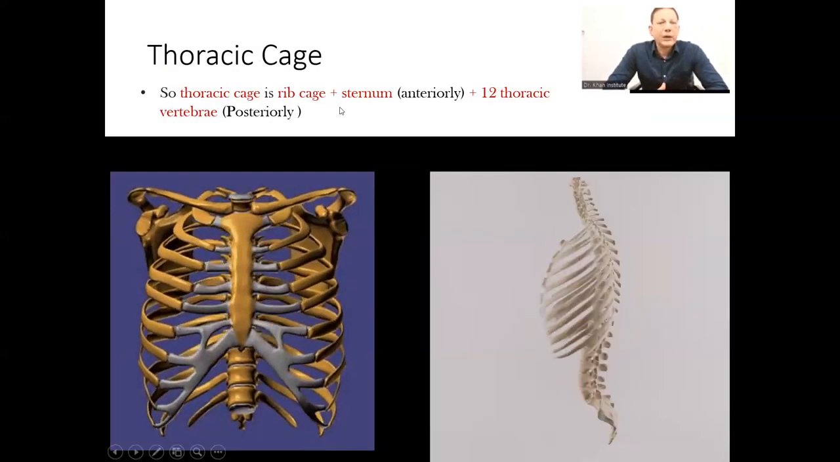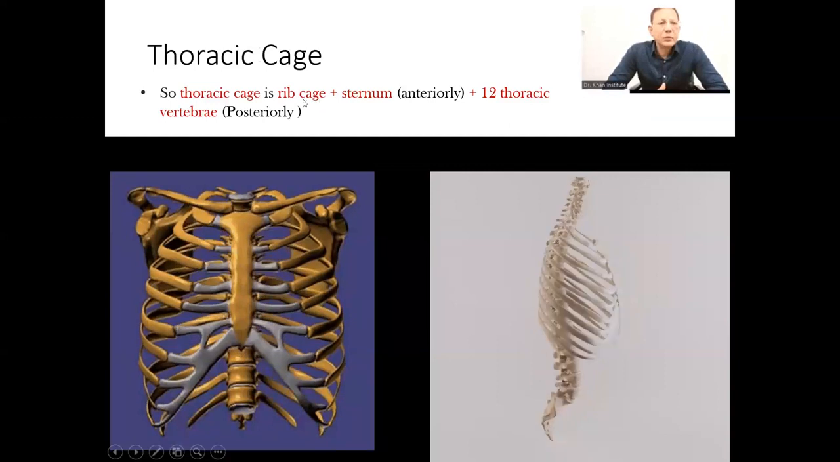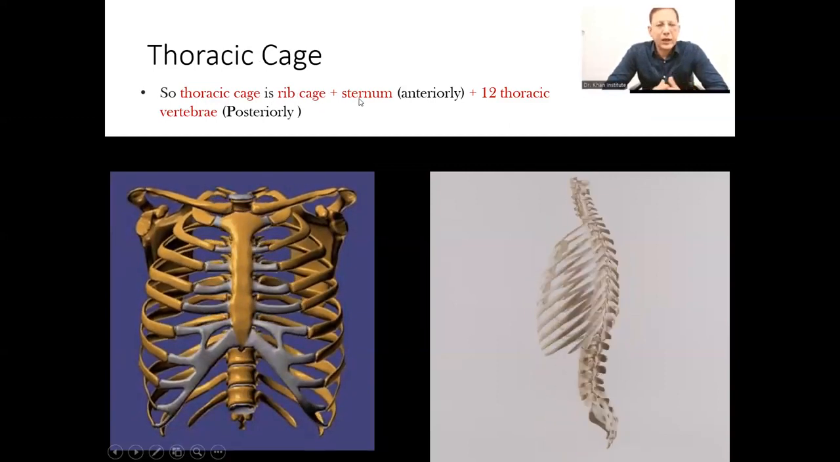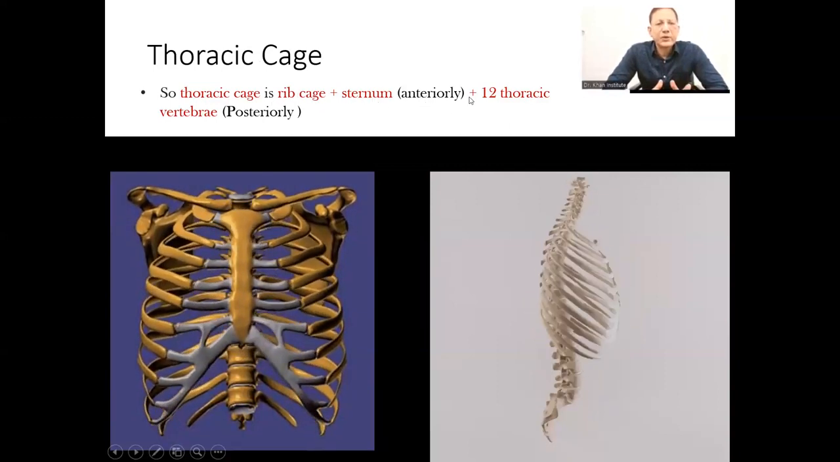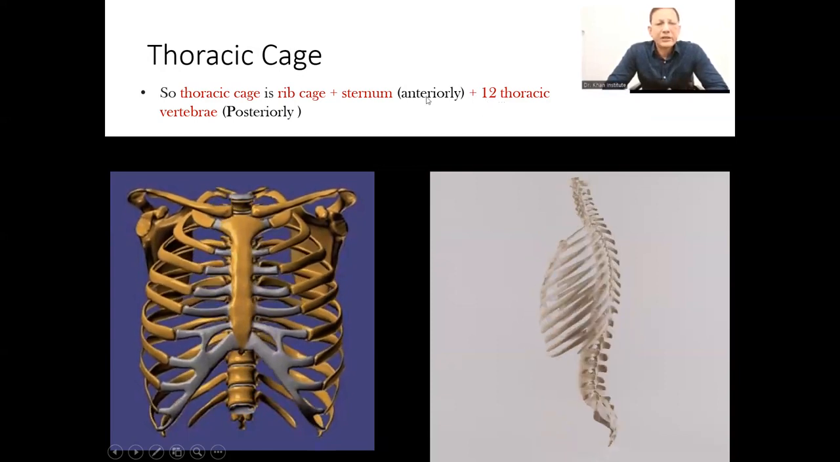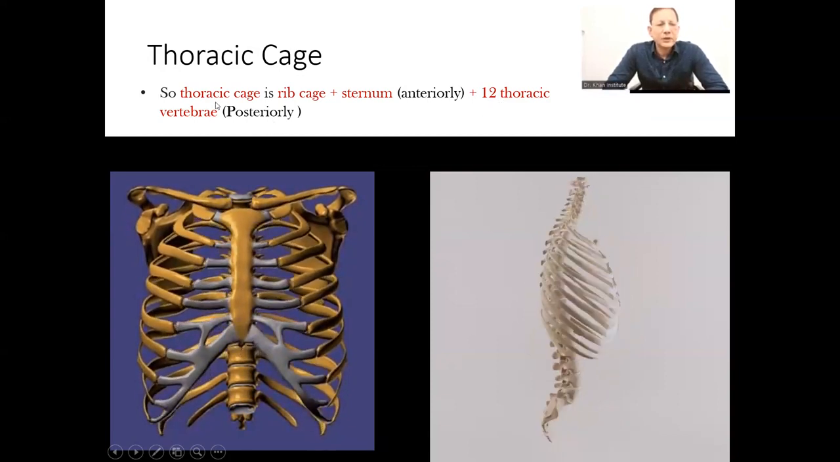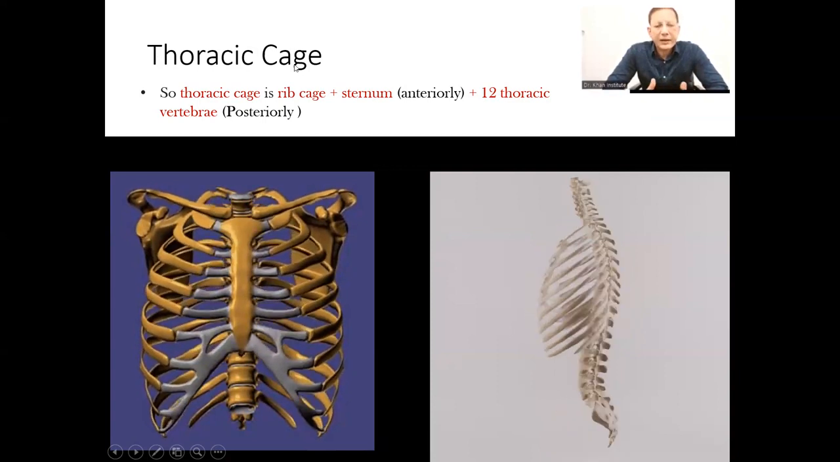Thoracic cage. Thoracic cage means the rib cage plus the sternum, plus the 12 thoracic vertebrae. Altogether, this is called the thoracic cage.